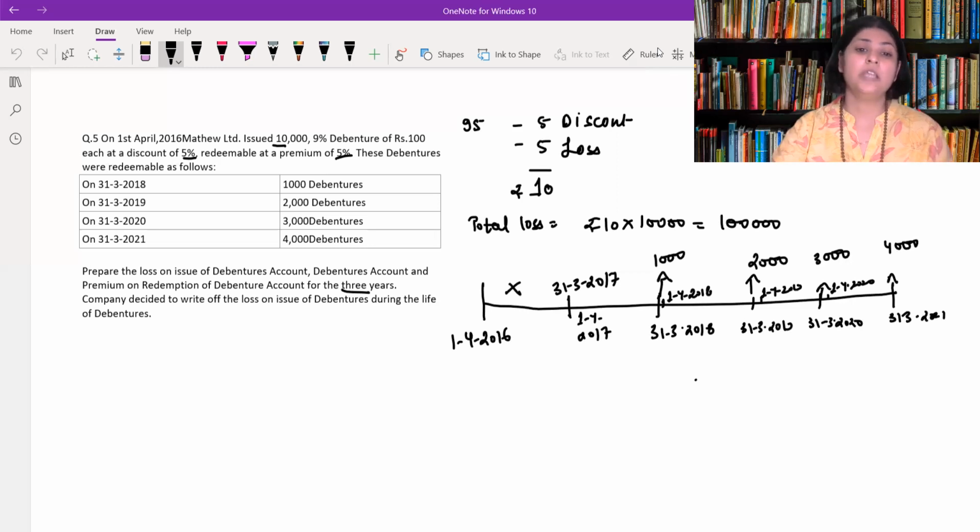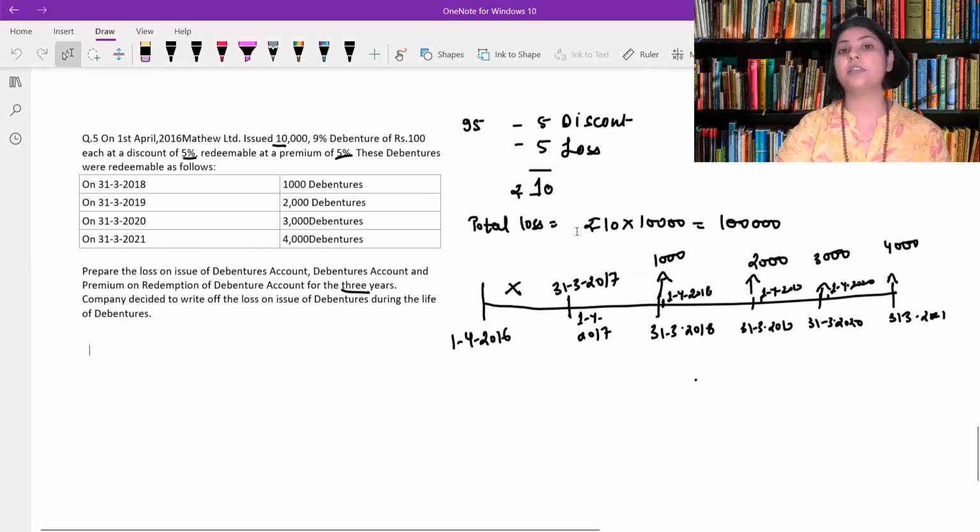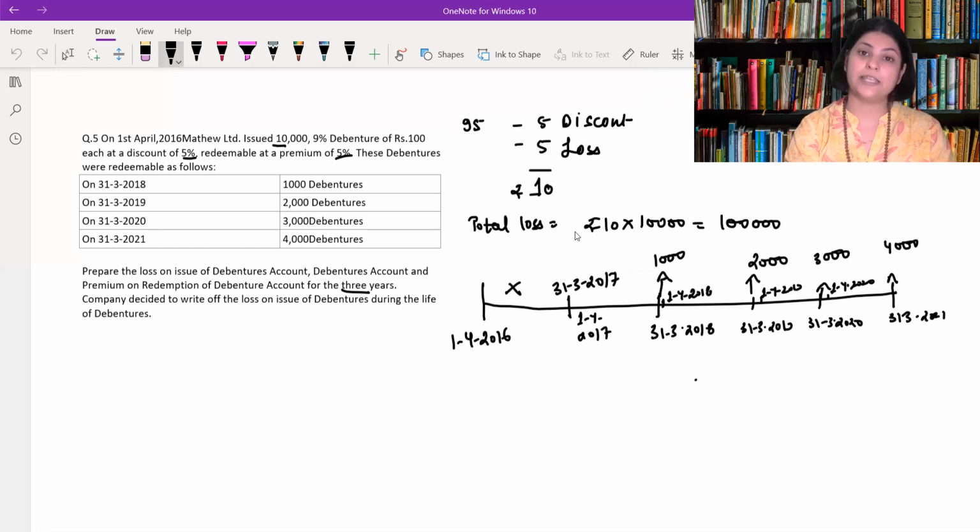Okay, so now understand one thing. First of all, we'll have to do the calculation which we have done in the previous questions, where we calculate how company is going to write off this discount. You can read further, and the question says that the company is going to redeem these debentures, and write off loss on issue of debentures over the life of the debentures.